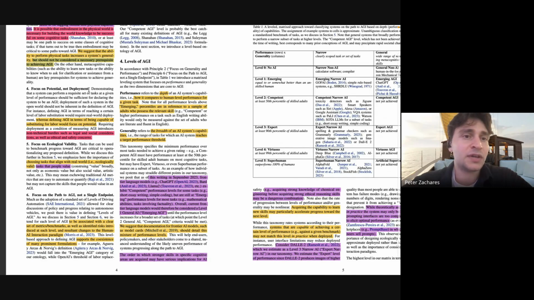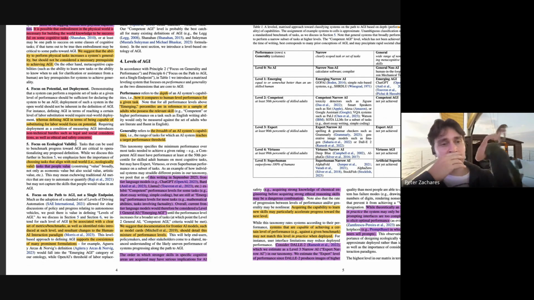Focus on potential, not deployment. So this one, the next two: focus on potential, not deployment means don't deploy a model to figure out how performant it is. Just create a benchmark that you can measure its potential with. But then the one afterwards that they use is focus on ecological validity, which is basically evaluate performance on tasks that people value, that are important to us in our society.